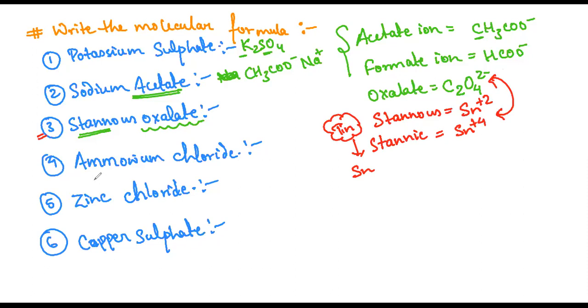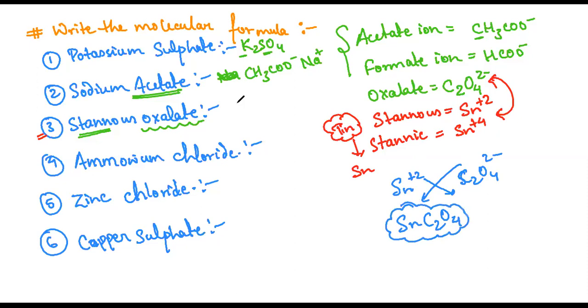Sir, Sn2C2O4. No. You see how we calculate the molecular formula. First we write the cation. We cross the valencies. So 2 and 2. So the same thing is appearing here, so we will not write it. Is it clear to you? Okay, sir. This is SnC2O4.